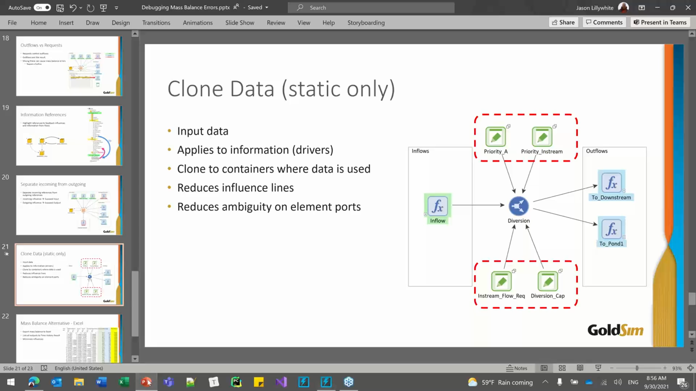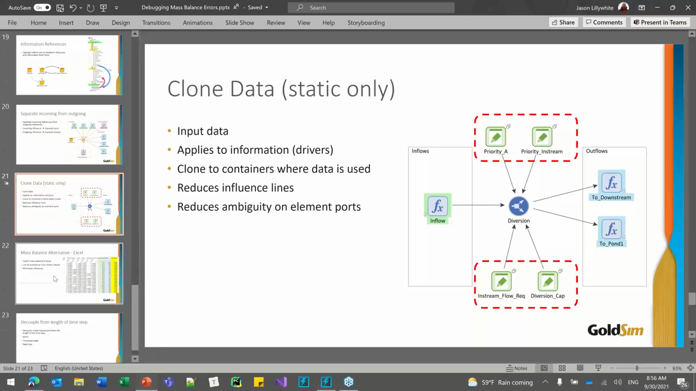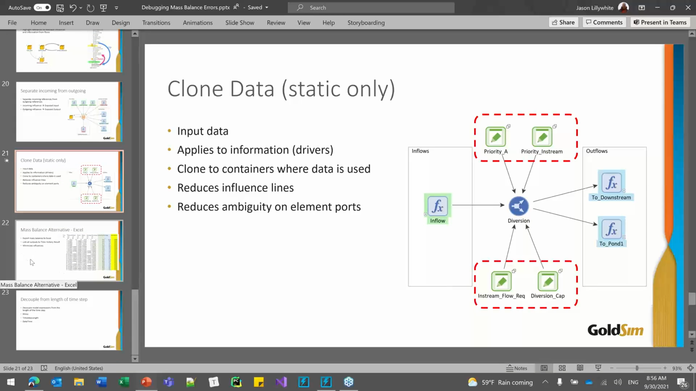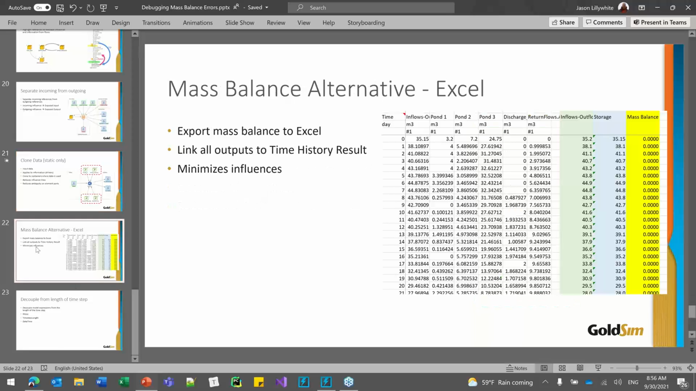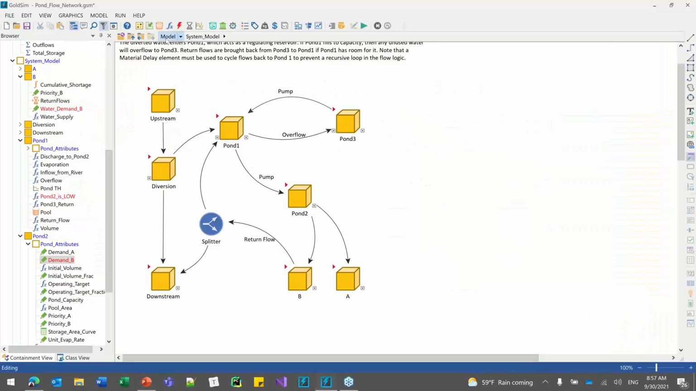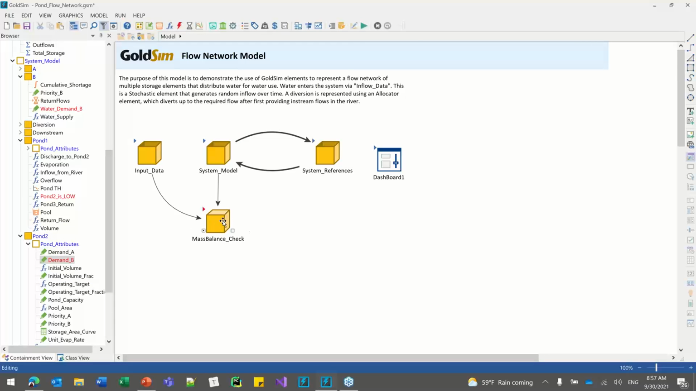Okay, we're getting a little bit low on time, so I'm just going to mention a couple more things, mainly related to the complexity of your model when doing mass balance. There's another approach completely different from all of this, in which we can do the mass balance externally. There's definitely some pros and cons here, and I just want to talk about it a little bit in case you want to consider doing that. So this model that we've been looking at all along has a mass balance built into GoldSim, which is great because it's all easy to work with.